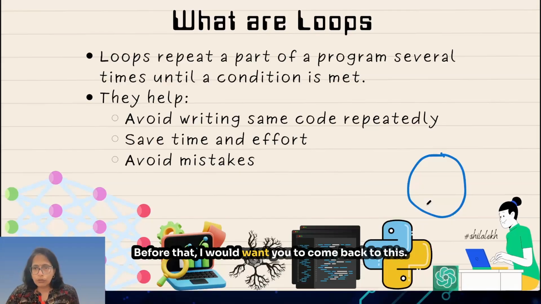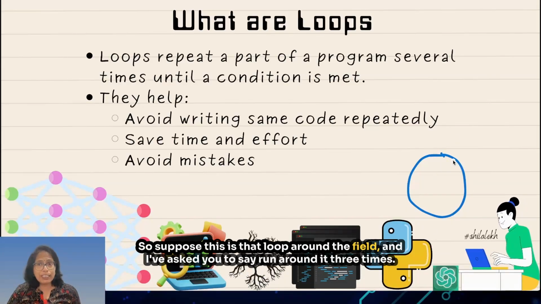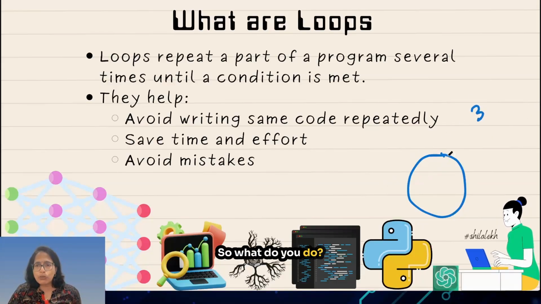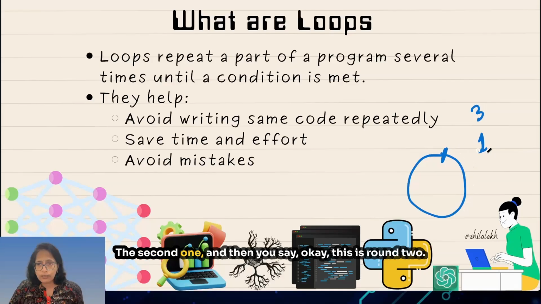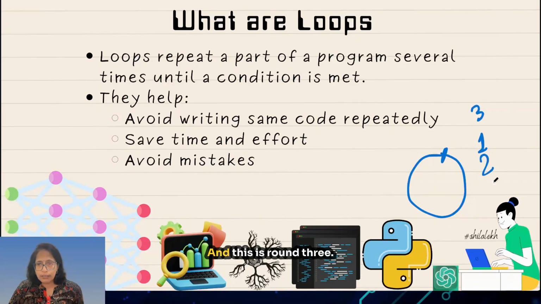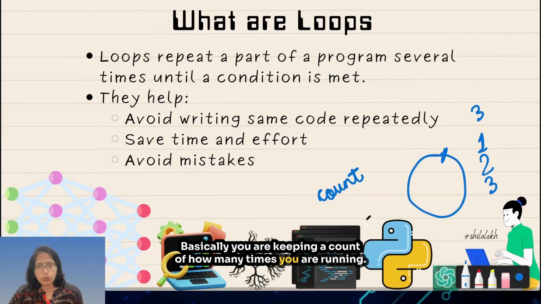Before that, I would want you to come back to this. So suppose this is that loop around the field and I have asked you to run around it three times. So what do you do? Suppose this is the starting point. You will run around this and you will say, okay, I have run once. The second one, and then you say, okay, this is round two, then the third, and this is round 3. Basically, you are keeping a count of how many times you are running.